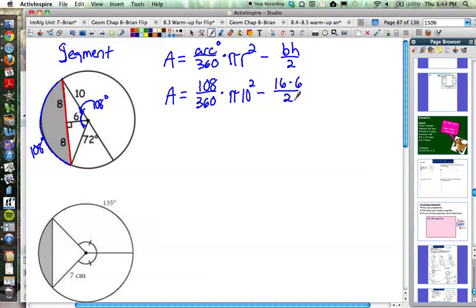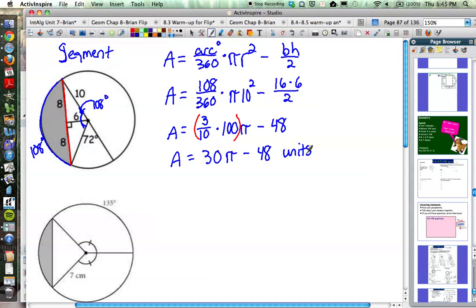Okay, so plugging in all those numbers, let's simplify just a little bit here. So 108 out of 360, that would be 3/10 times, okay, 10 squared is 100, so 100 pi, minus 16 times 6 divided by 2, so that actually turns out to be 48 when it's all said and done there. Now if we're going to leave our answer in terms of pi, just like we did before, we're going to actually multiply this part right here, and so that right there, 3/10 times 100 ends up being 30 pi minus 48.